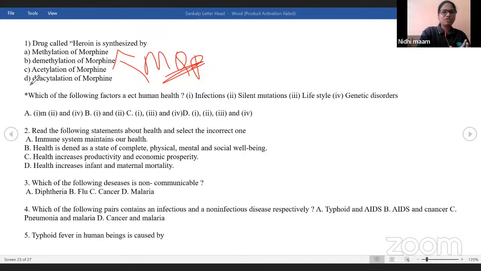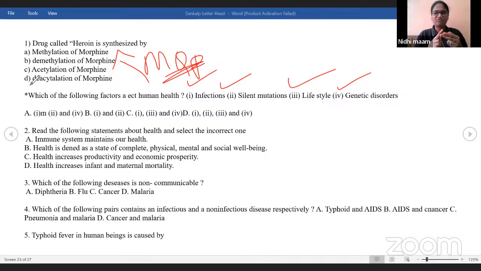Okay, fine. So which of the following factors have been given, out of 1, 2, 3, 4, which factors affect human health? Option A is 1, 2 and 4. Option B is 1 and 2. Option C is 1, 3 and 4. Option D is 1, 2, 3 and 4.